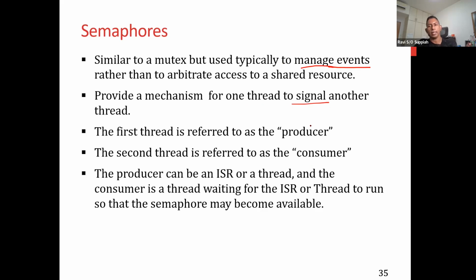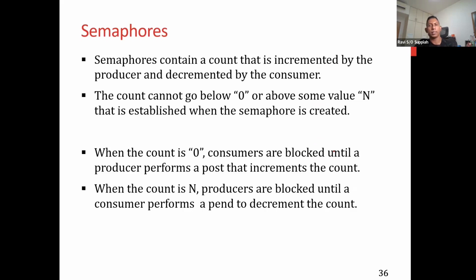You can think of it in another way where one is a producer, the other is a consumer. So what do we mean by this? Basically a semaphore contains a count, and this count is tracking the number of resources available. So what do you mean by number of resources available? You can think of it as maybe the amount of memory blocks that you have.